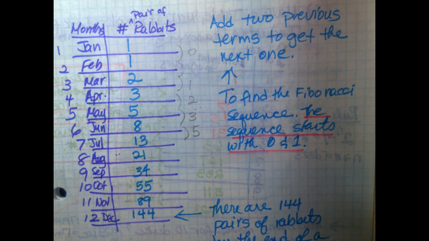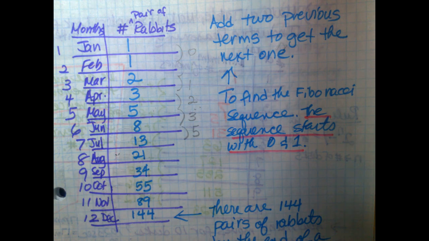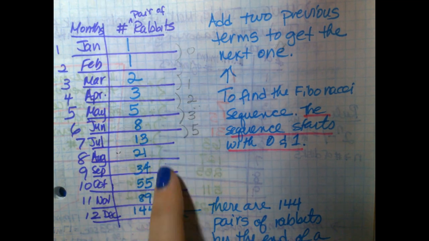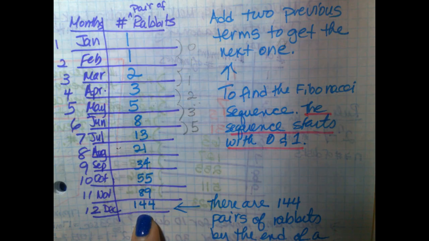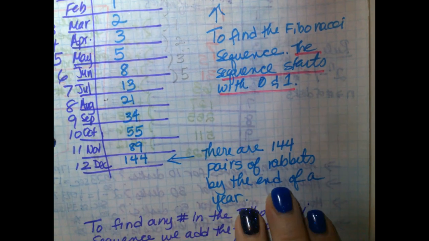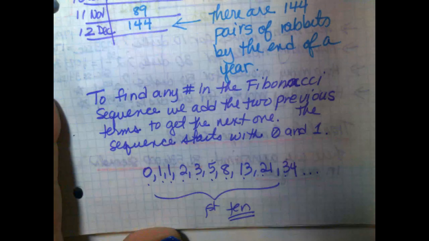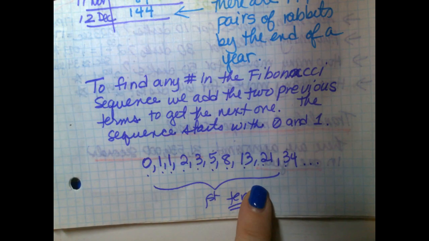Make sure that you have this, because this question is in your homework and also on your test. So you want to make sure you write in your explanation that you start with 0 and 1. And then you add the 2 previous terms to get the next term. And then if you continue all the way to 12 months, there are 144 pairs of rabbits by the end of the year. Okay? And I also asked you to write the first 10 Fibonacci sequence numbers.